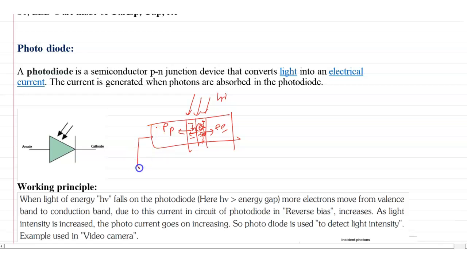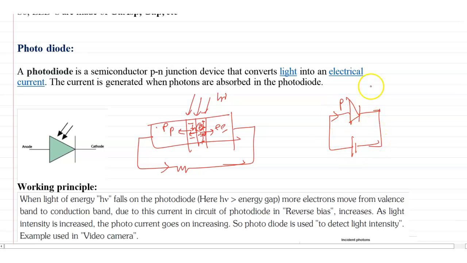Okay. So if we connect an external resistance, then we get a current from the p side to the n side. Basically in a normal diode, if we connect a source, current will flow in this direction. But in the case of a photodiode, when light enters the diode and we connect a resistance R, current will flow opposite to the previous direction. Okay. Current will flow like this.